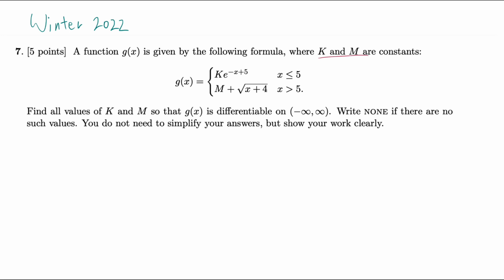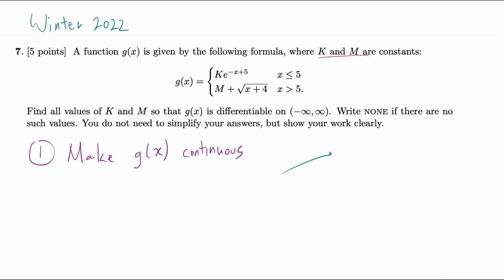So how we approach these kind of questions where you have to make a piecewise function differentiable is a really two-step process. The first thing is you want to make sure that g of x is continuous. And the reason for this is that if a function is not even continuous, then it's not going to be differentiable. We want to make sure that intuitively the function is at least connected before we even talk about the notion of slope or tangent line or things like that.